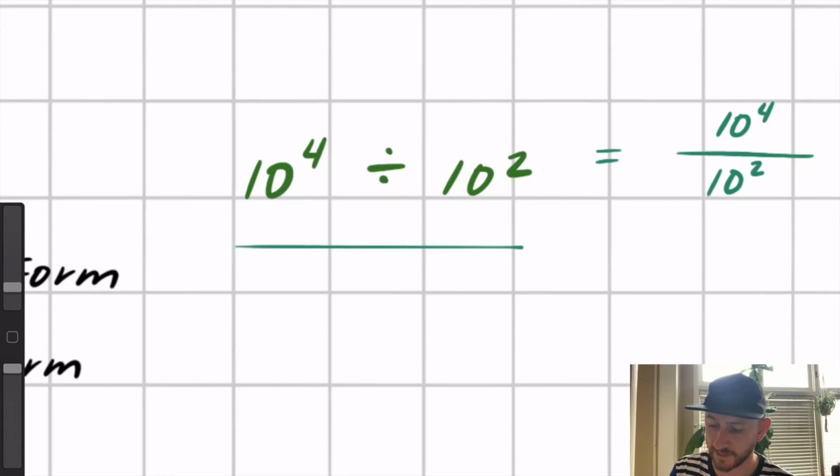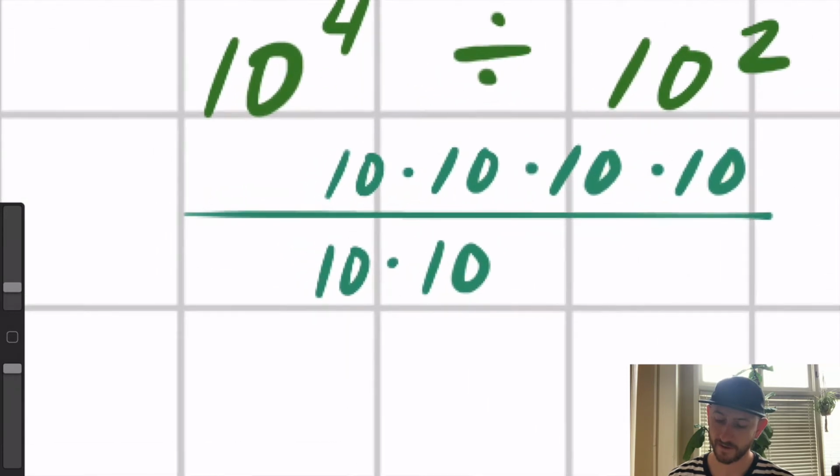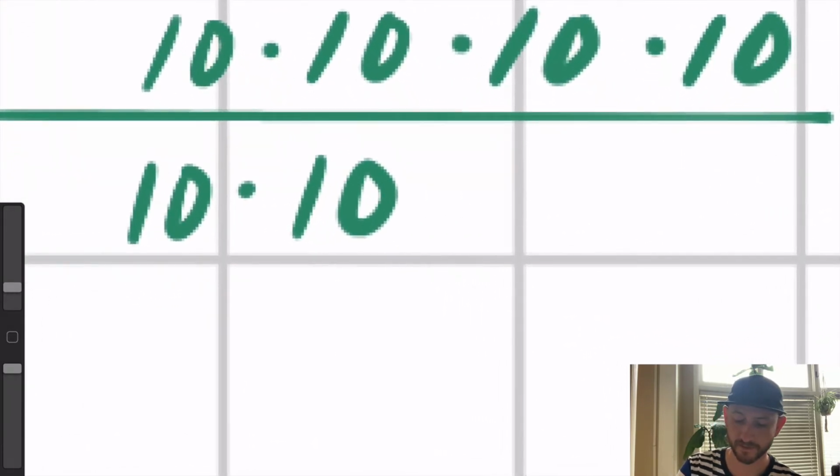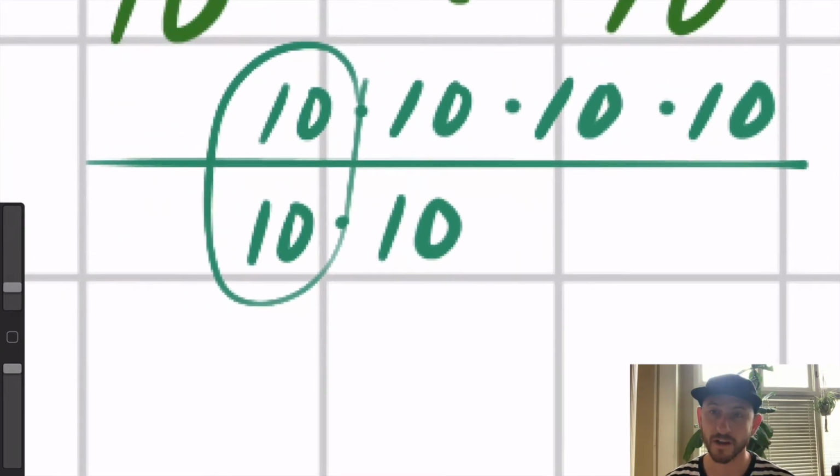The numerator was 10 to the power of 4, which in expanded form would be 10 times 10 times 10 times 10. And the denominator was 10 to the power of 2, which would just be 10 times 10. Now, if you notice here, we have some matches on the top and bottom, 10 over 10. We know that any number over itself equals 1. And 1, when it's multiplied by other numbers, doesn't change those numbers. So you can essentially cancel those out and ignore them.